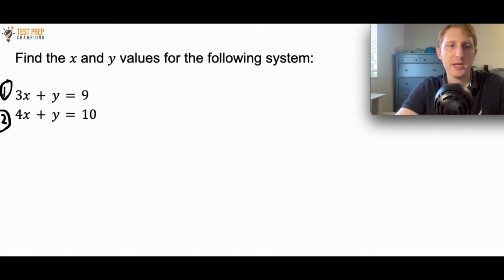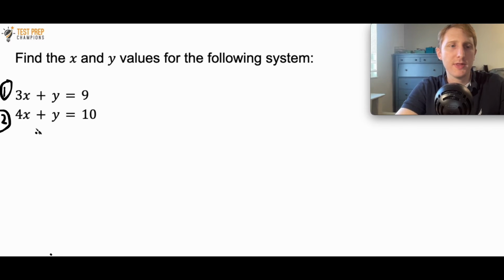This time, let me show you how to do the same question, and I'm going to show you how to do it with what I call the cancellation method. Sometimes I call it elimination, sometimes I call it stacking. And some textbooks call this the linear combination method, so just be aware that there are several different things to call this same process.